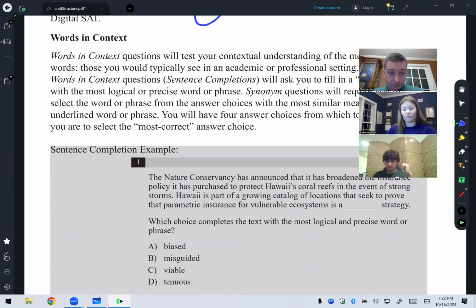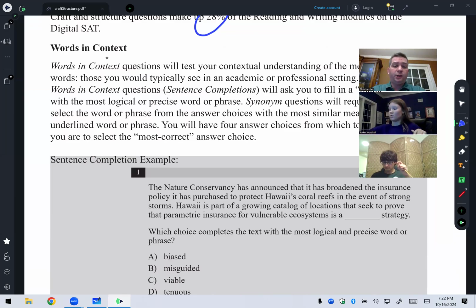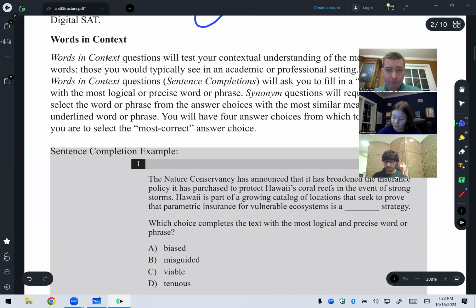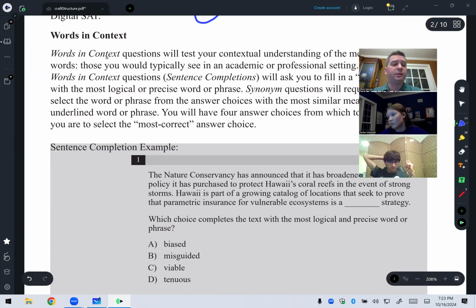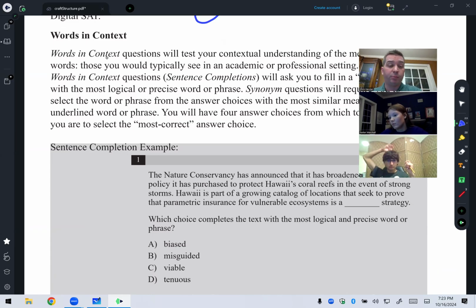So let's try it. The Nature Conservancy has announced that it has broadened the insurance policy it has purchased to protect Hawaii's coral reefs in the event of strong storms. Hawaii is part of a growing catalog of locations that seek to prove that parametric insurance for vulnerable ecosystems is a blank strategy. So I'm just going to read biased in there. Okay, so Hawaii seeks to prove that insurance for vulnerable ecosystems is a biased strategy, that makes no sense. A misguided strategy, that makes no sense. A tenuous strategy, that would make no sense.